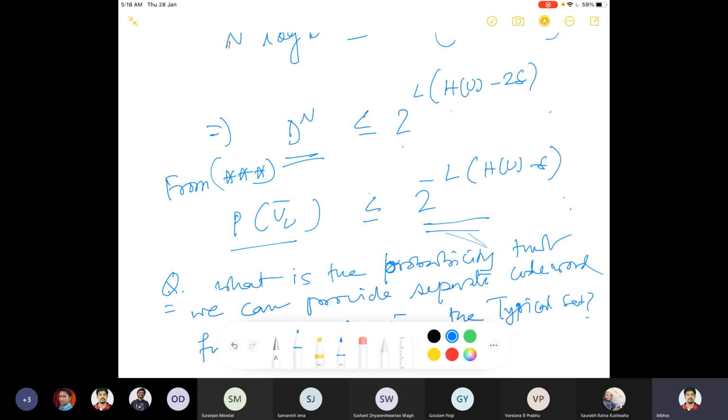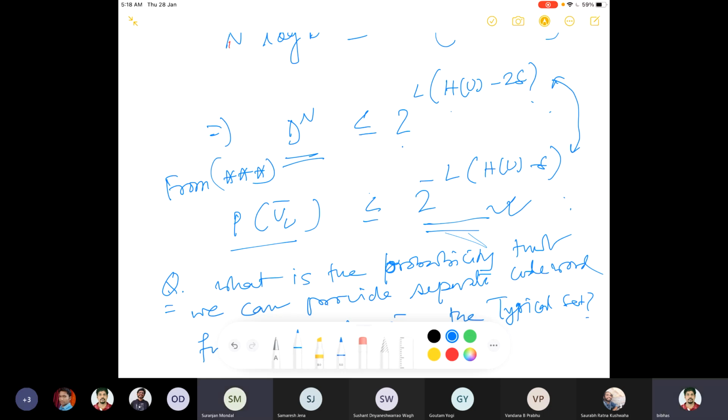So what is the overall probability? How many can you provide? Each u^L will occur with this probability. So what is the probability that you will be able to provide a separate code word? This probability times this probability. Do you understand what I'm saying?